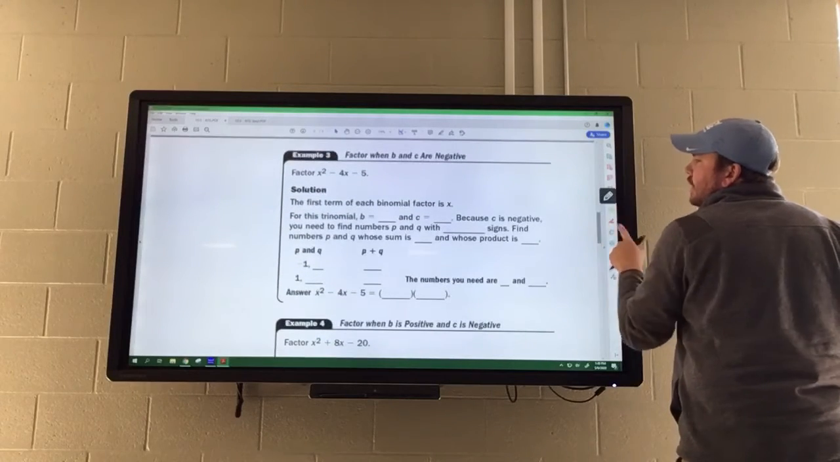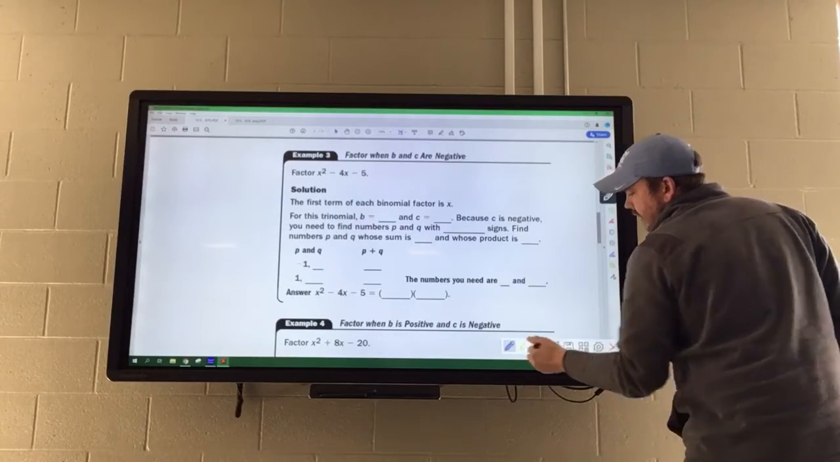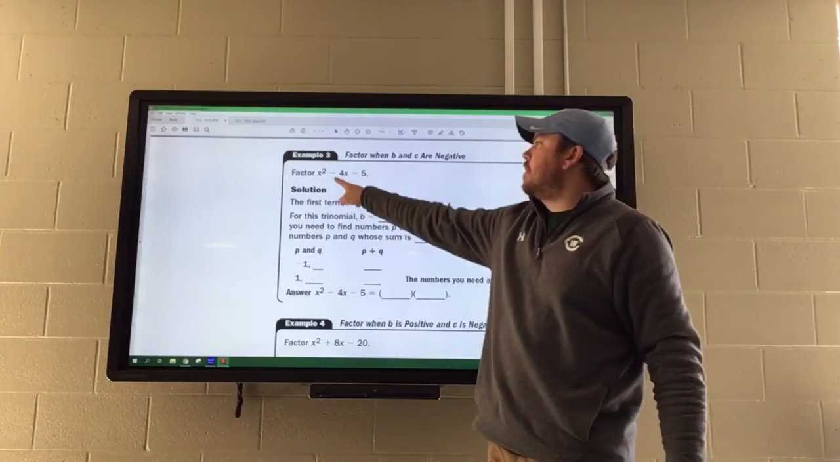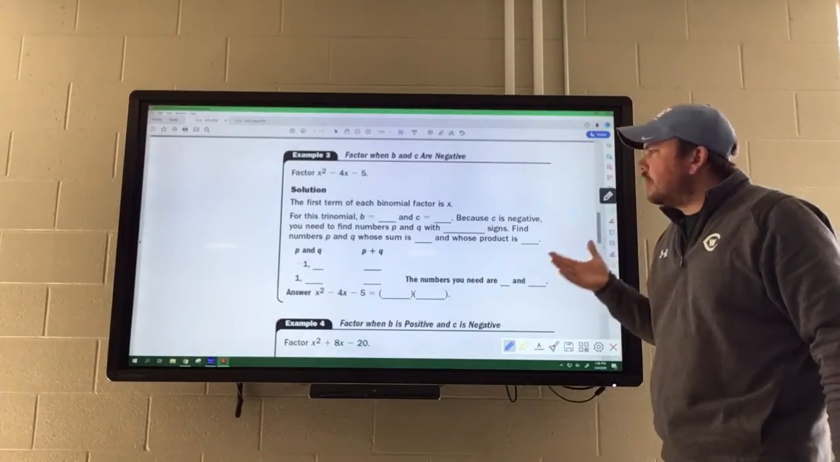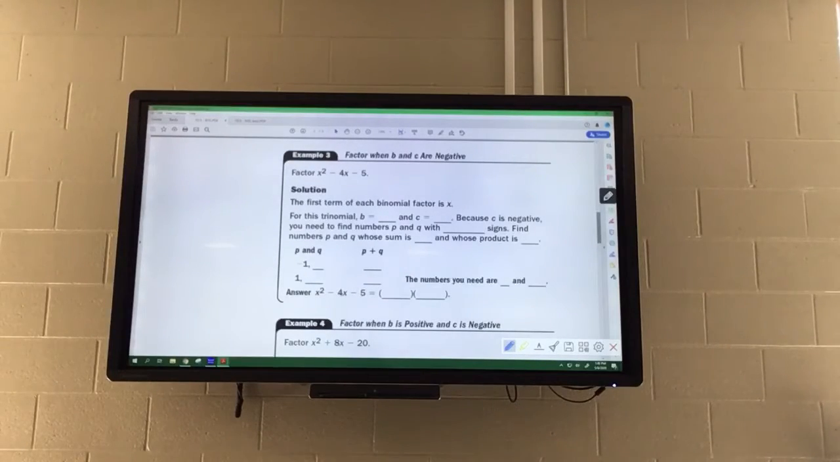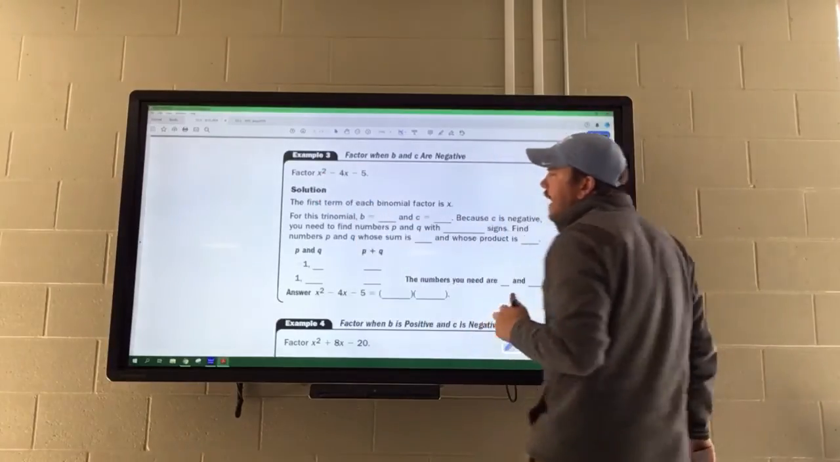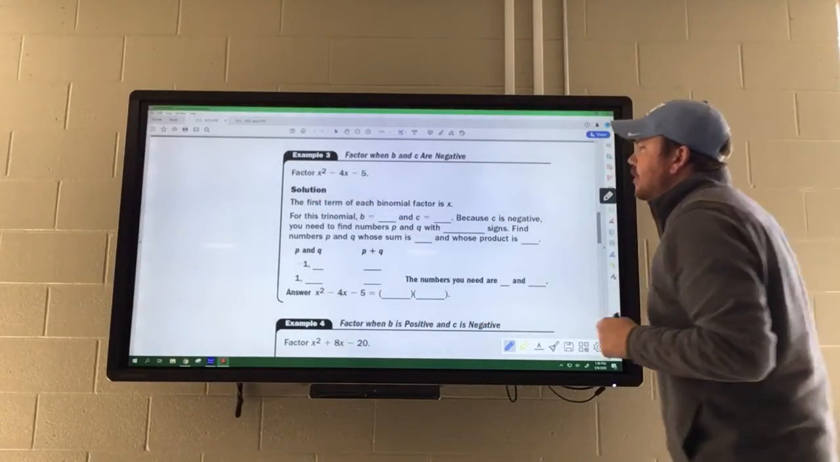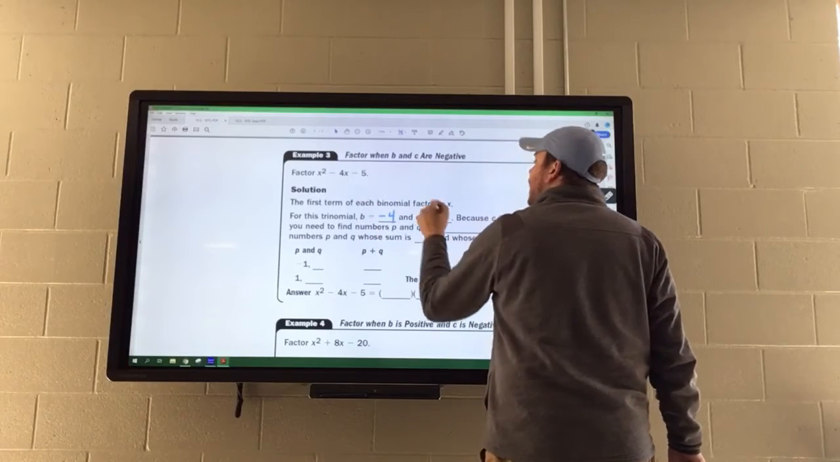Now in example 3, this one's a little different because, as you can see here, I have a negative number in the middle and a negative number at the end. But again, we still follow the same process, all right? The first term of each binomial factor is x again because we have a 1x squared. For this trinomial, my b value is -4. My c value is -5.